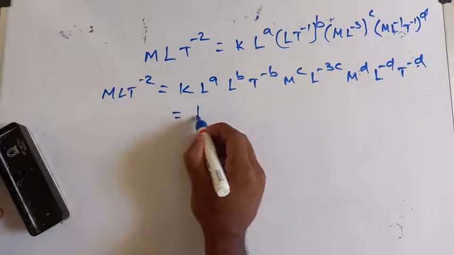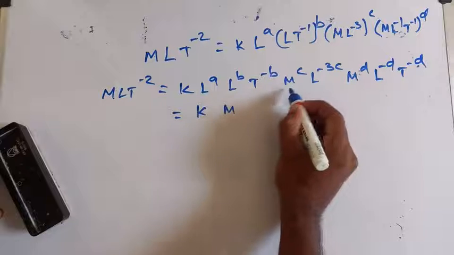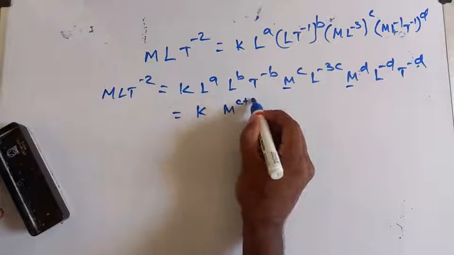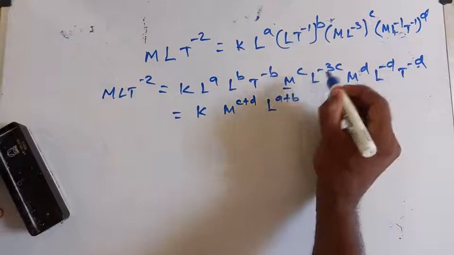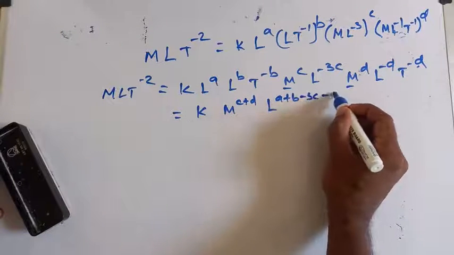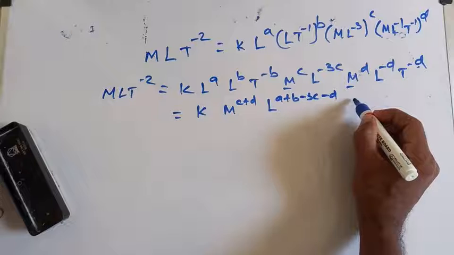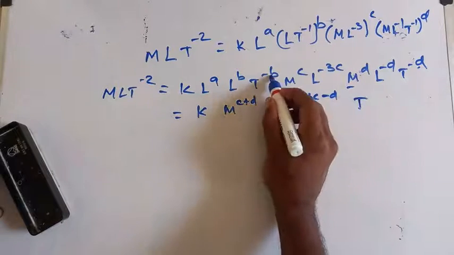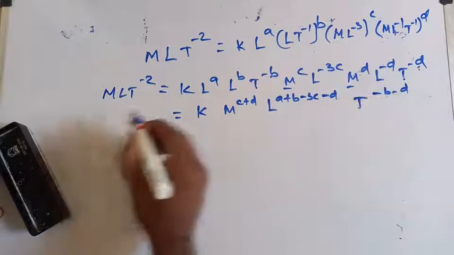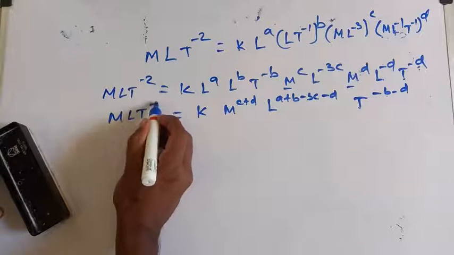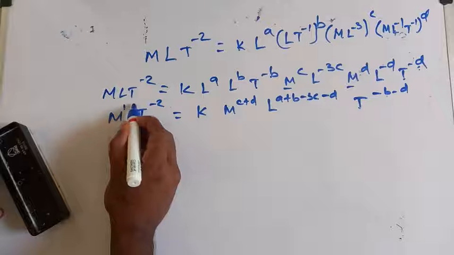I am rewriting M terms alone. Here M terms, so c plus d. Like this, L term: a plus b minus 3c minus d. Like that, for T term: T power minus b, T power minus d, so minus b minus d. Here M L T power minus 2. Here we are considering there is 1, 1.